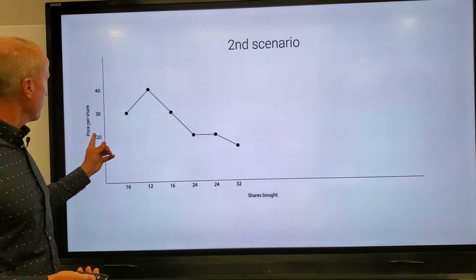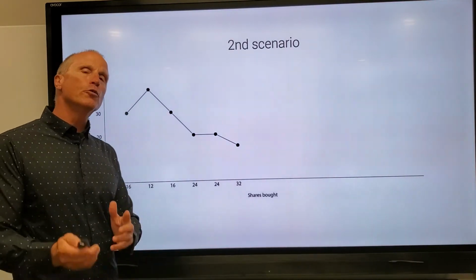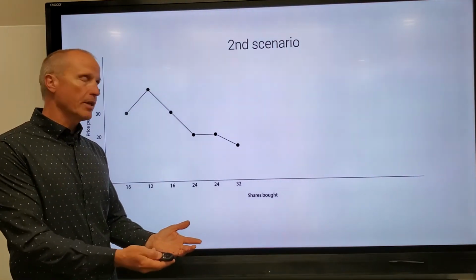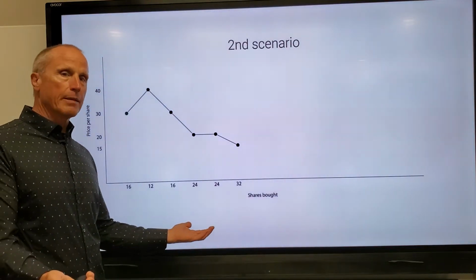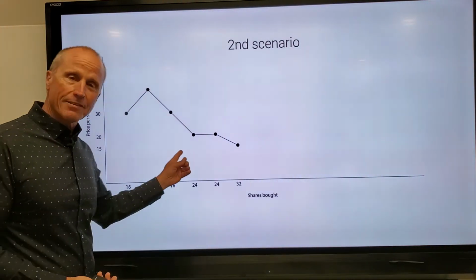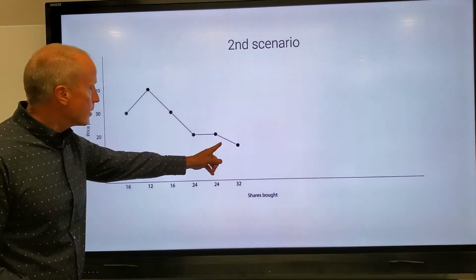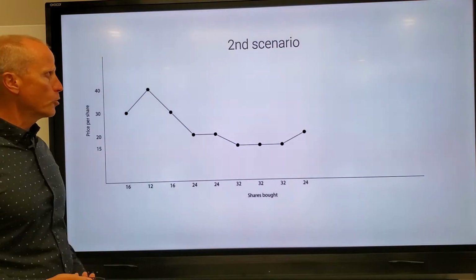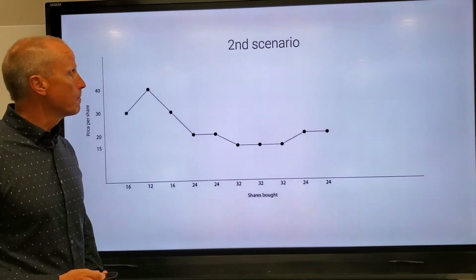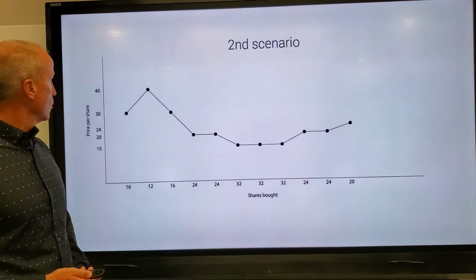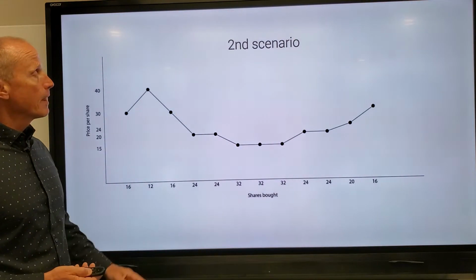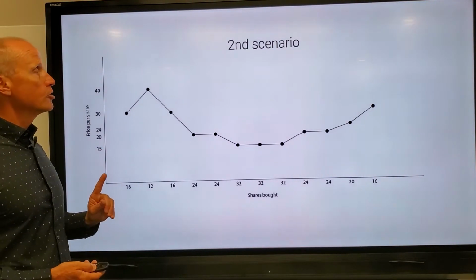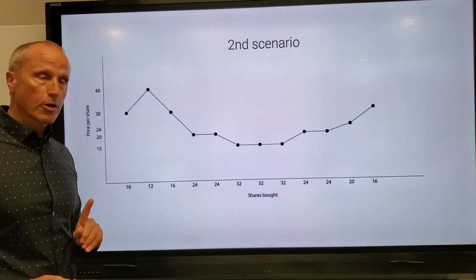Stays there a bit, drops again to 15. Now, how many of you honestly would probably stop right here and think, well, I better just wait. The market's going down. I'm tired of losing money. I might as well wait till maybe it starts coming back up. Some of you might even sell. But notice at 15, you get to buy 32 shares. Stays there a bit. Jumps back up to $20 a share. We get to buy 24 shares. Stays there. Goes back up to $24 a share. And all the way back up to $30 a share. So it finally finished where we started.